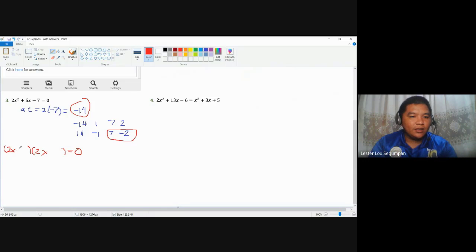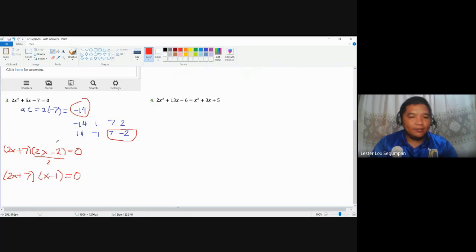Let's use this one, positive 7, and then minus 2. Okay? But since this can be simplified by 2, the other factor is 2x plus 7 divided by 2, that's actually x minus 1 equal to 0.